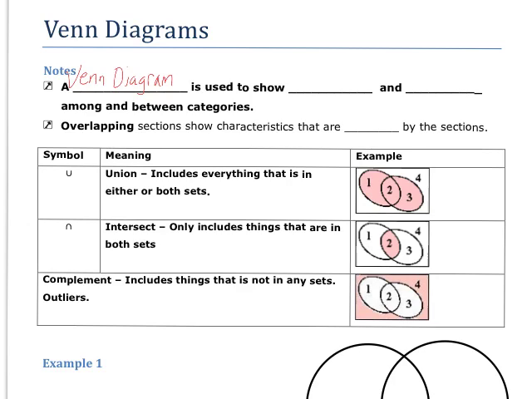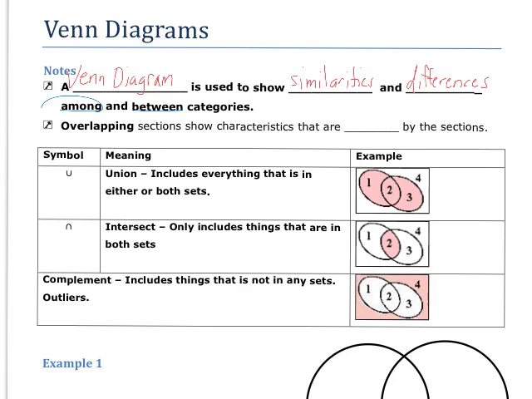is used to show similarities and differences among and between categories. So again, it shows similarities, it also shows differences among and between. And remember, the word between means two, and among can be more than two. So since you guys are doing 7th grade math, we'll probably do more of the among, a little bit of the between, but I just want you guys to be familiar with this.